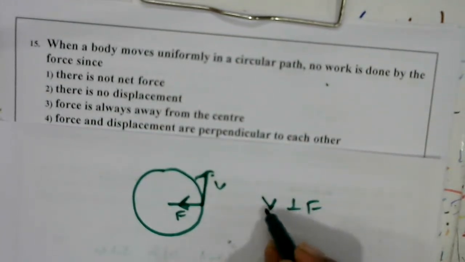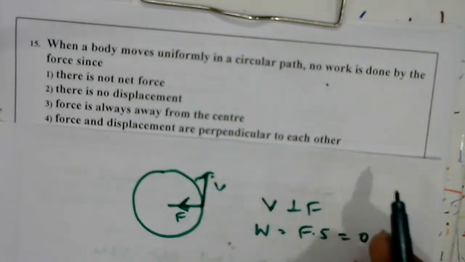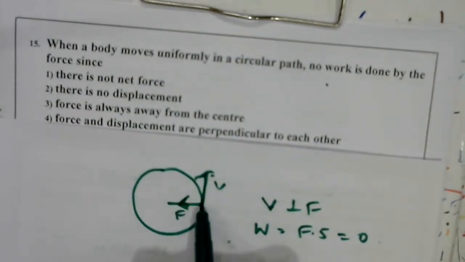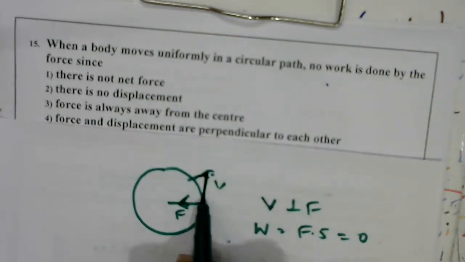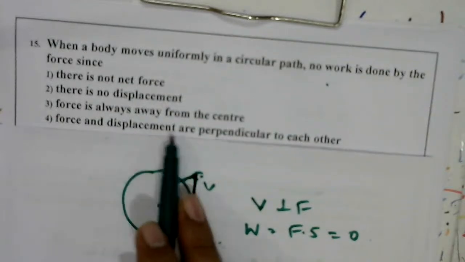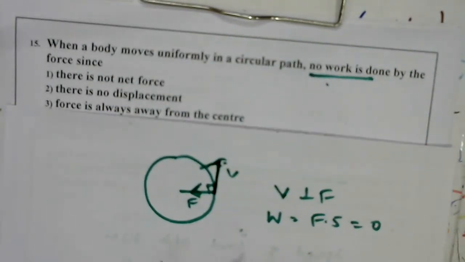V perpendicular to force means we can say that work done is equal to F dot S is equal to 0. Work done is equal to 0. That's why force and displacement, the angle between them is equal to what? The displacement direction is the same as the direction of velocity. That's why the angle is 90. The force and displacement are perpendicular to each other. That's why no work is done by the force.